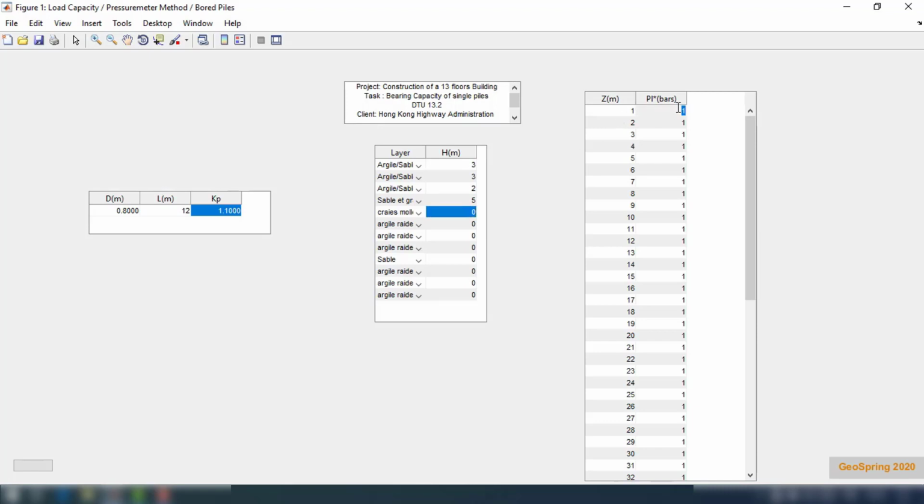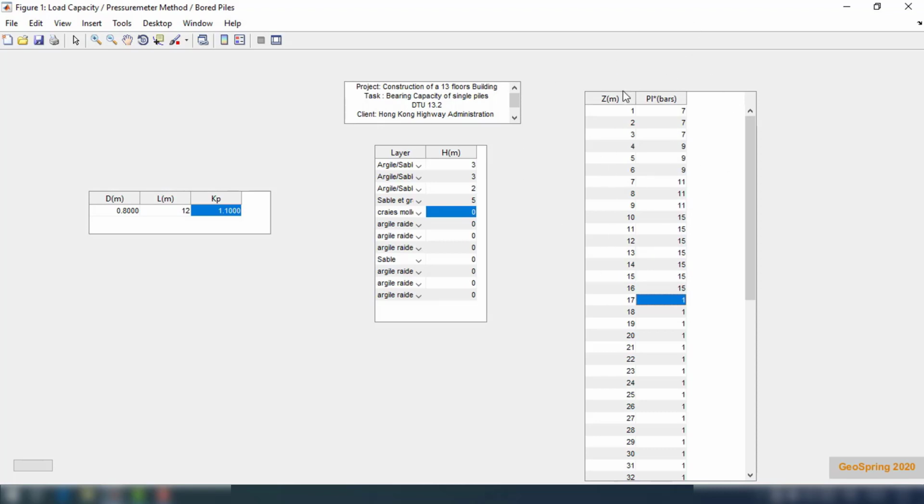So here you put your limit pressure profile, for example 7, 7, 7, after that 9, 9, 9, 11, 11, 11, and after that it goes to, for example, 15, 15, 15, 15, 15, 15.